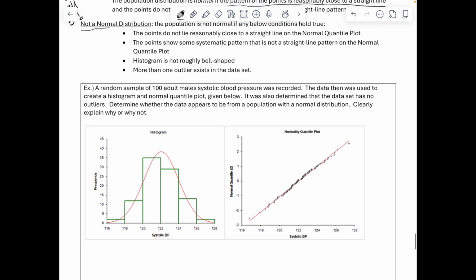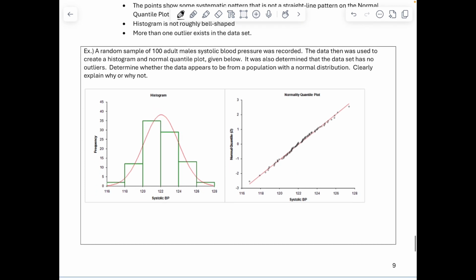So for us, a normal quantile plot is never going to be something that you're going to actually have to calculate by hand. It's going to be something that's given to you, or we will use Statis to calculate it for our project. The example right below says a random sample of 100 adult males' blood pressure was recorded. The data was then used to create a histogram and a normal quantile plot, and those are both given to you here. It was also determined that the data has no outliers. Determine whether the data appears to be from a population with a normal distribution. Clearly explain why or why not.